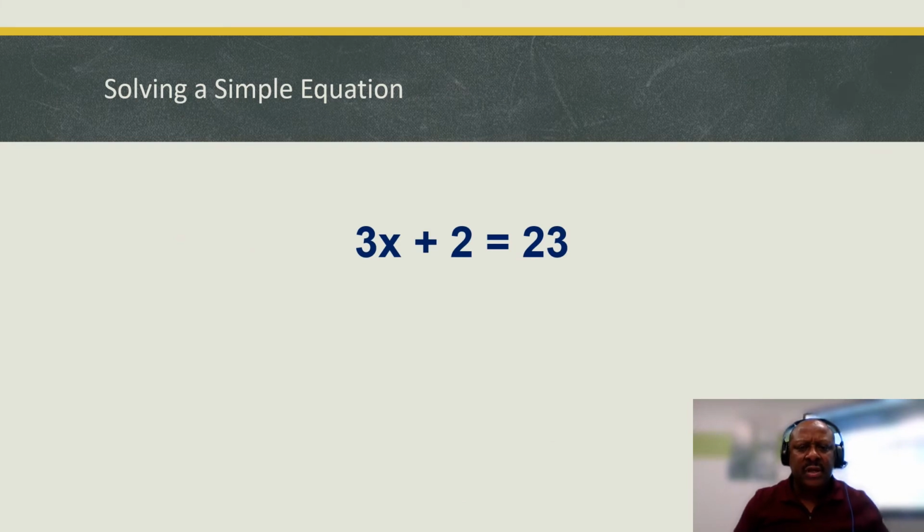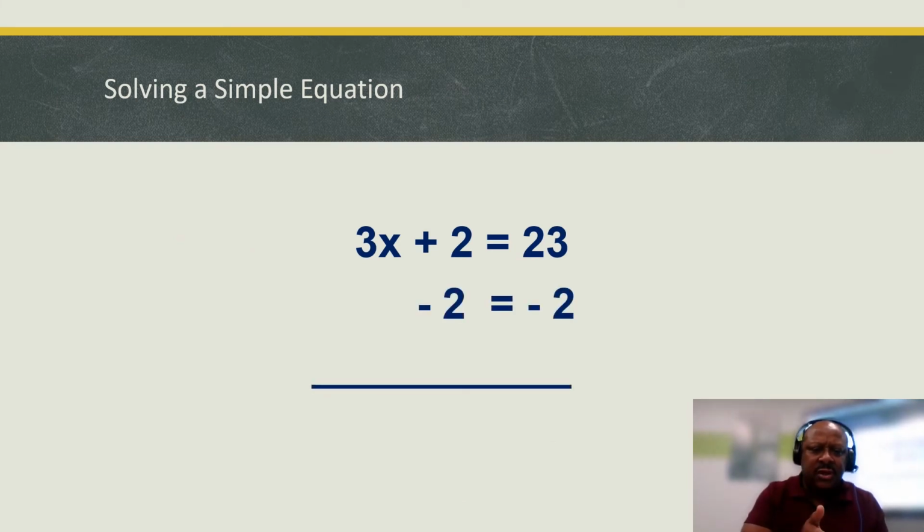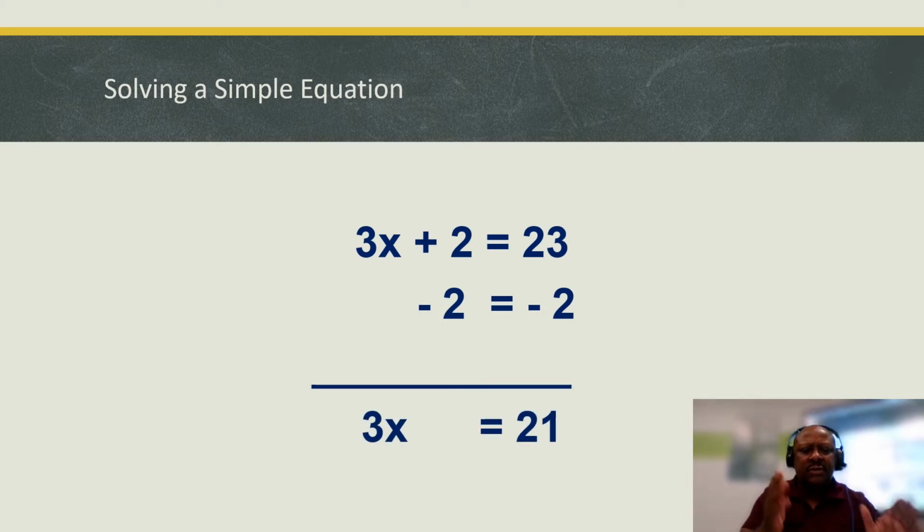So what do we have here? We're going to subtract 2 on the left side and subtract 2 on the right side. You don't have to put this equal sign here, but I do that just to show you that I want to make sure that both of those things we're doing on both sides are equal. And what we end up with is 3x equals 21.